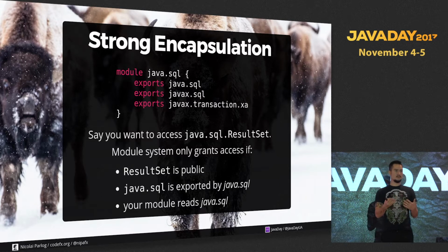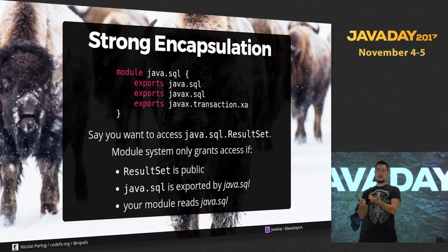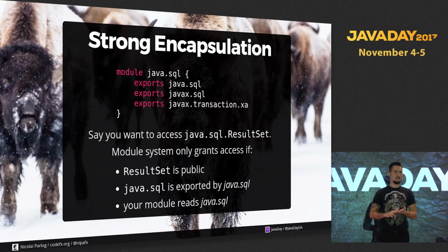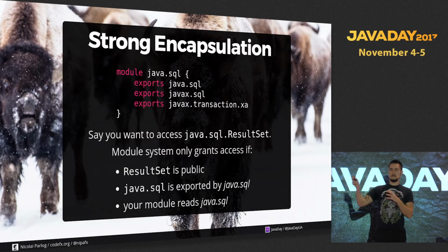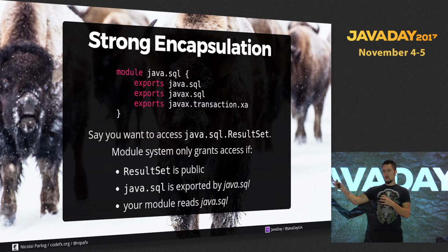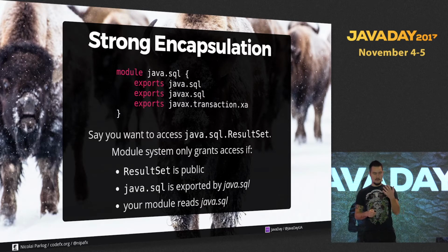So what do these exports mean? When you want to use a type from the java.sql module, let's say ResultSet, then ResultSet has to be public. And this is normal, we already know this part. The 2 other requirements are new in Java 9. The java.sql module actually has to export the package containing the type, the java.sql package, which it does, great. And then your module needs to read java.sql, which typically means your module has to require java.sql if you are creating a module yourself.